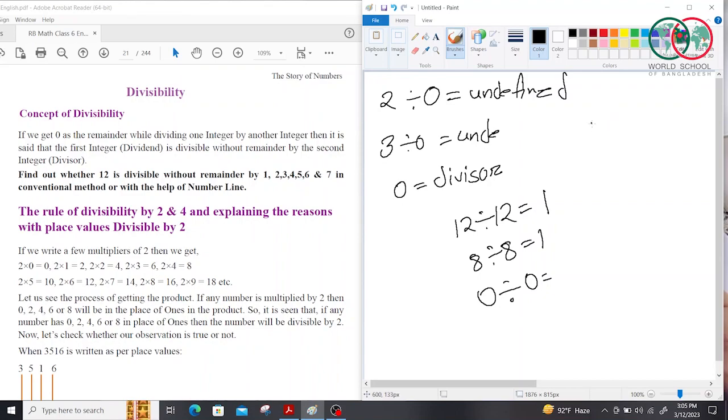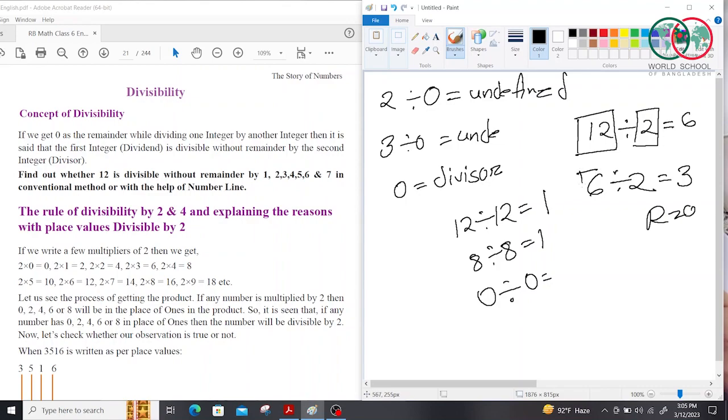Okay, so suppose 12 divided by 2 equals 6. Is there any remainder? No, there isn't. So we can say that 12 is divisible by 2. Again, 6 divided by 2 is 3. The remainder is 0. So we will say 6 is divisible by 2.